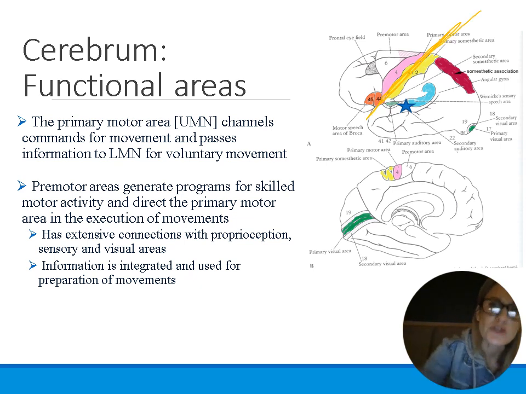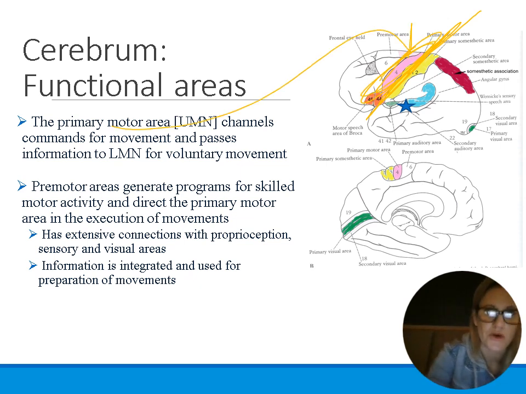So anterior to that, we have our precentral gyrus. That's where the primary motor area is. Area and cortex, the same thing. So you could say primary motor cortex or primary motor area. The primary motor area is where the cell body of the upper motor neuron is, right? So the upper motor neuron is here in the primary motor area of the cerebrum, and it sends commands for movement down to the lower motor neuron.